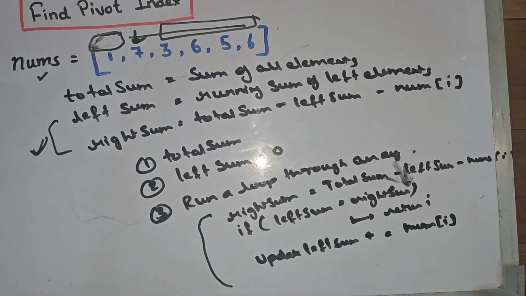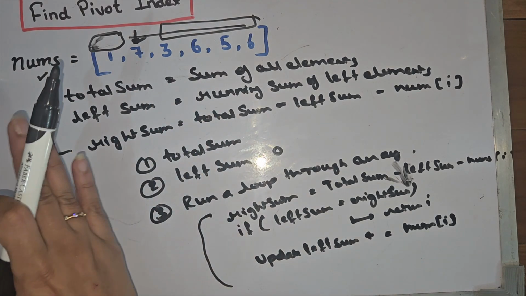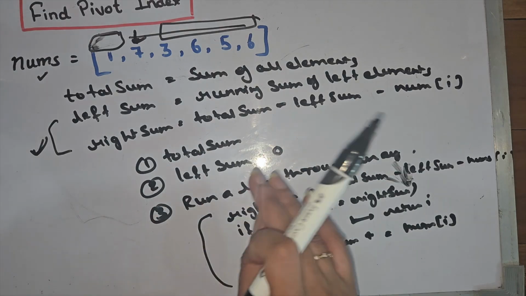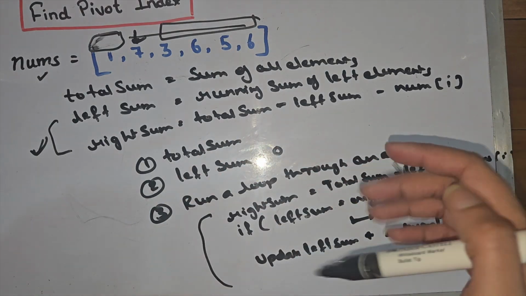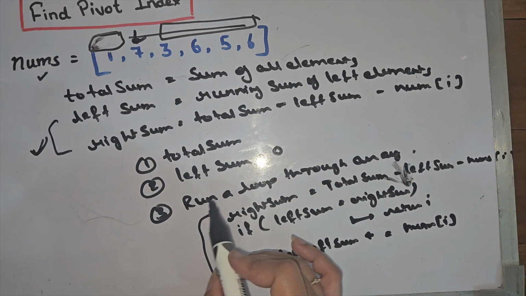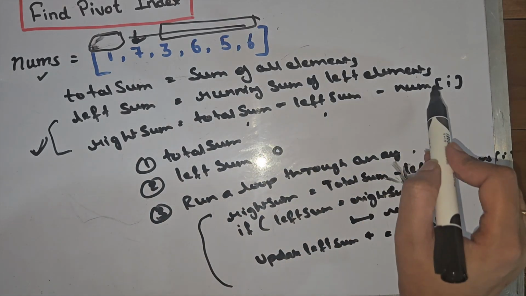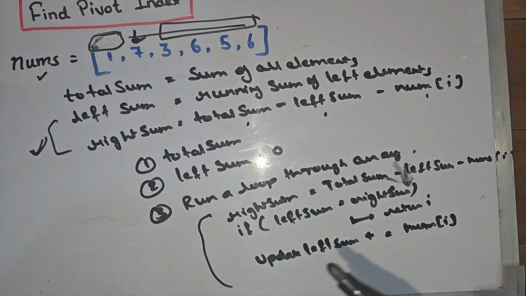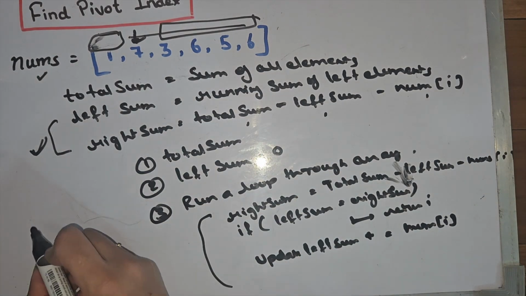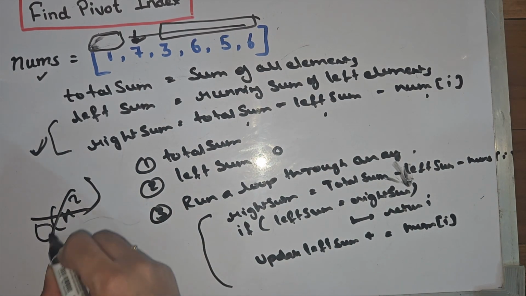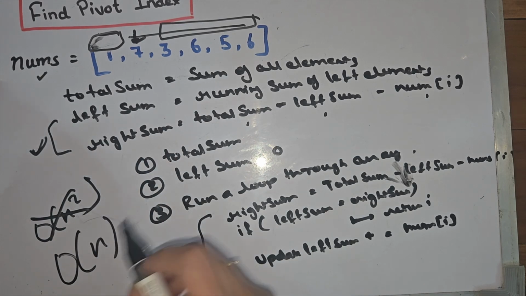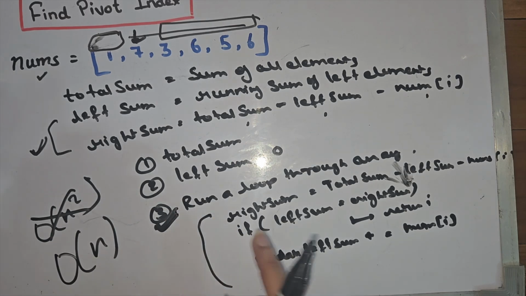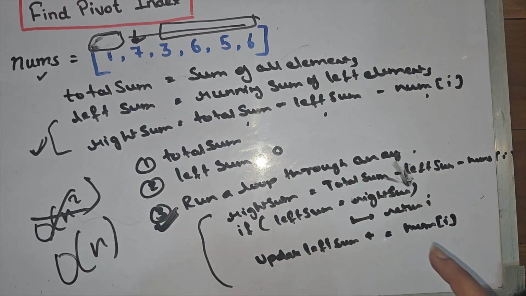So this is the point: we will calculate the total sum and we will run a loop and calculate the running left sum. We don't need another loop for calculating the right sum, because we have the total sum, and right sum is equal to total sum minus left sum minus the current element. Utilizing these facts, we can find the pivot index without having O(n square) time complexity. We can do this in O(n), because we will have only this loop running. This will calculate the running left sum and get the right sum by this particular formula.